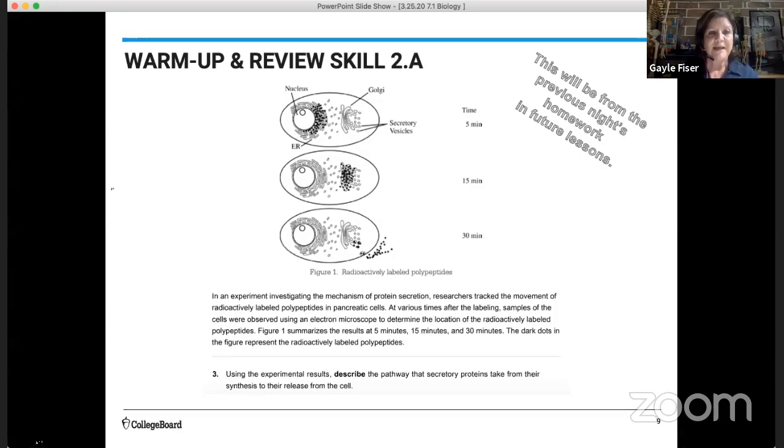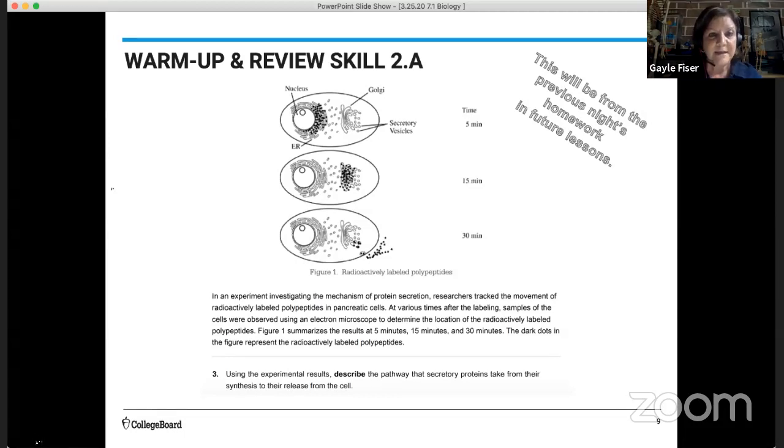So what I first tell them is to decide or to figure out what the diagram, graph, or table is telling them. It's going to tell them a story that's going to help them answer the question. So in this particular diagram, I would see 3 cells. There's a cell at 5 minutes, at 15 minutes, at 30 minutes. And I can see that it has a nucleus, an endoplasmic reticulum. It has a Golgi apparatus, secretory vesicles in each. And I can also see that these black dots are moving through this cell. And those black dots, I can see it's labeled figure 1, radioactively labeled polypeptides.